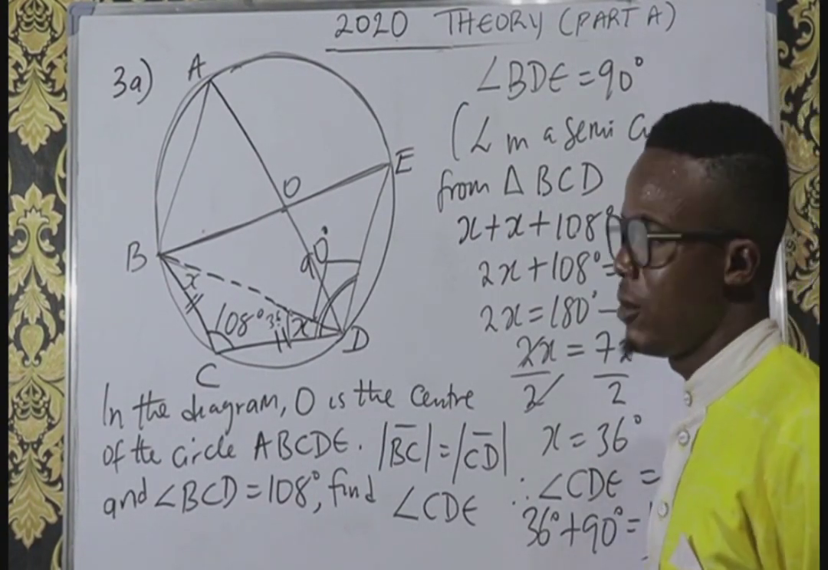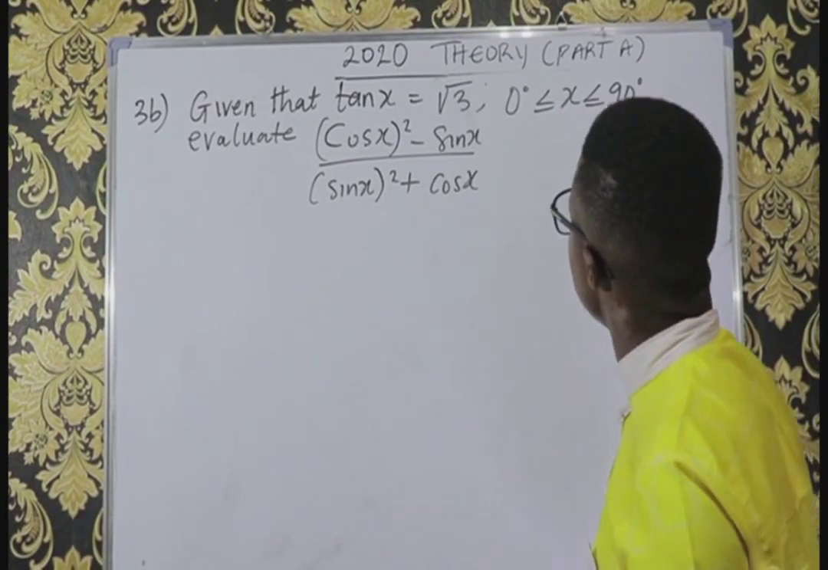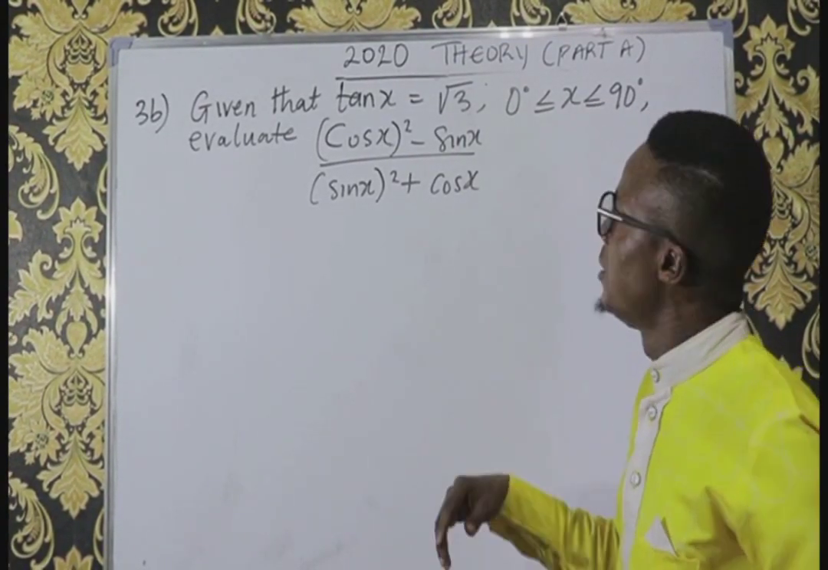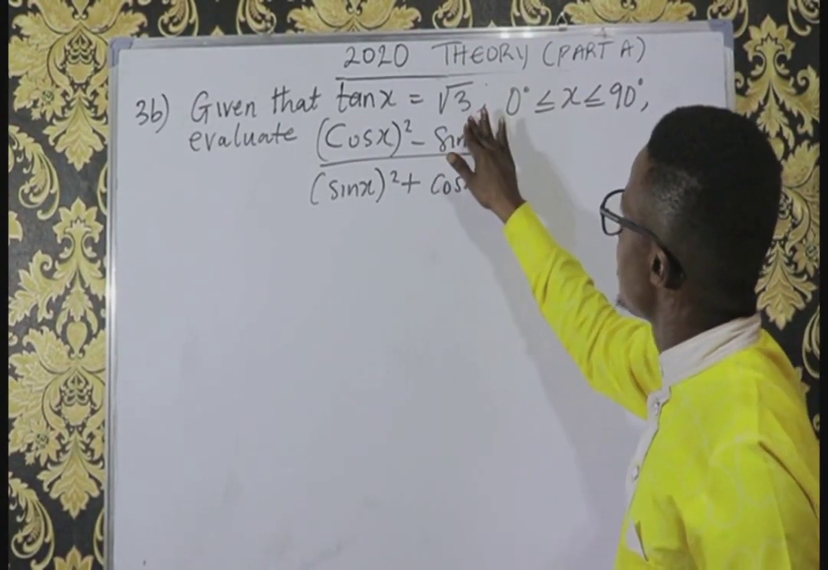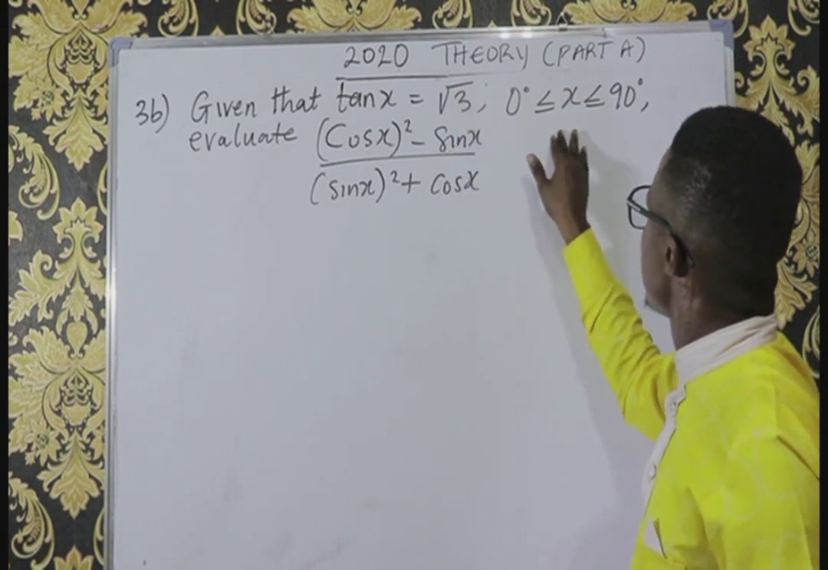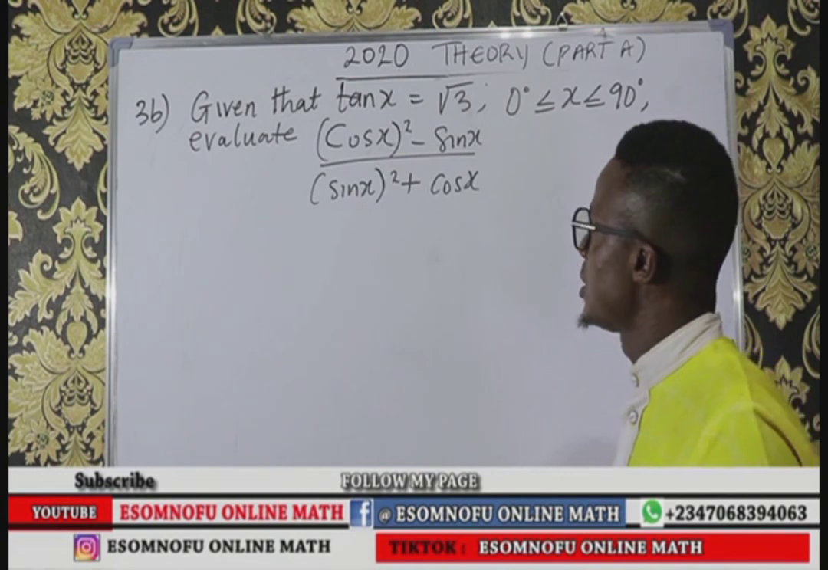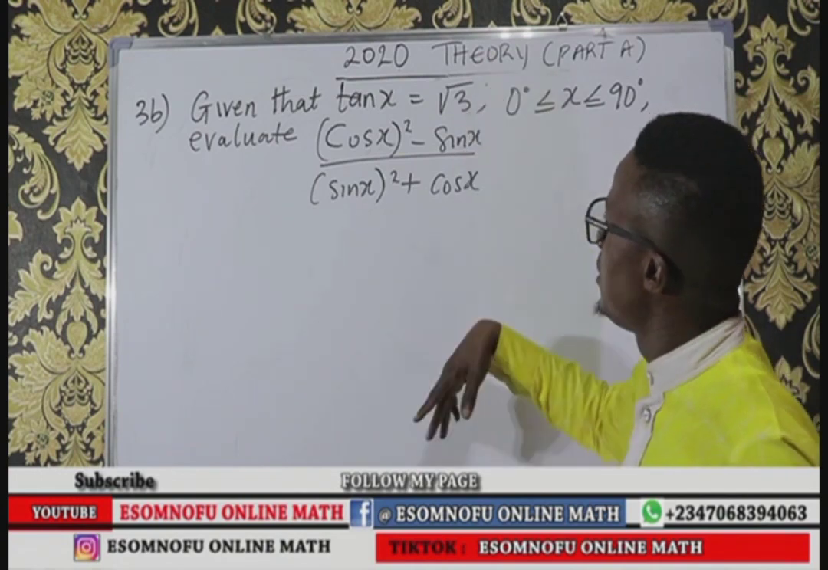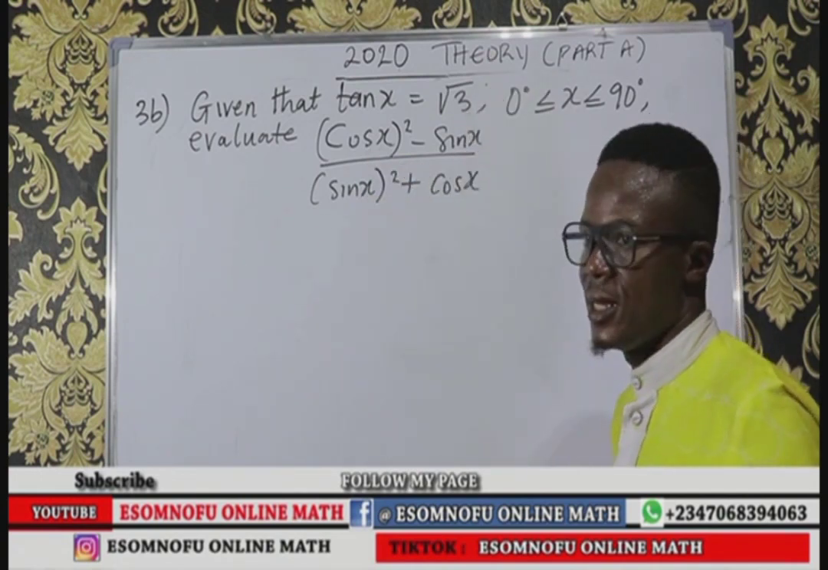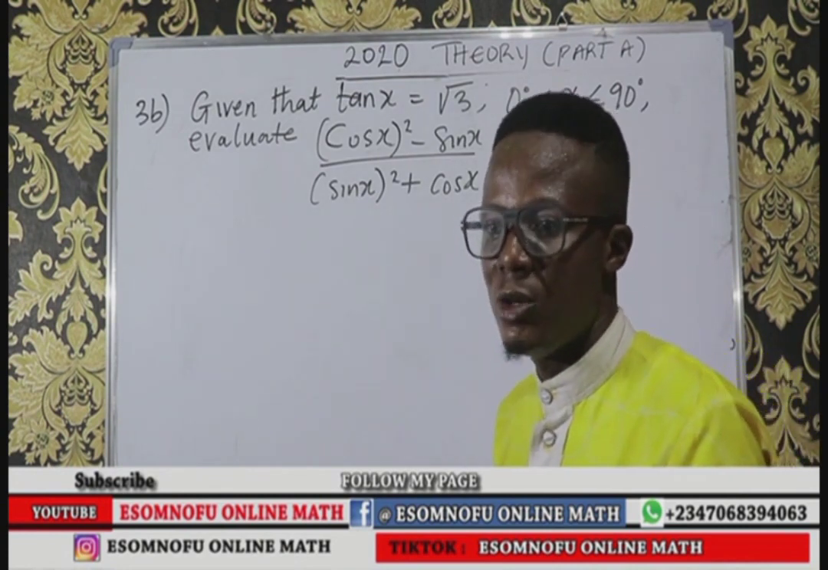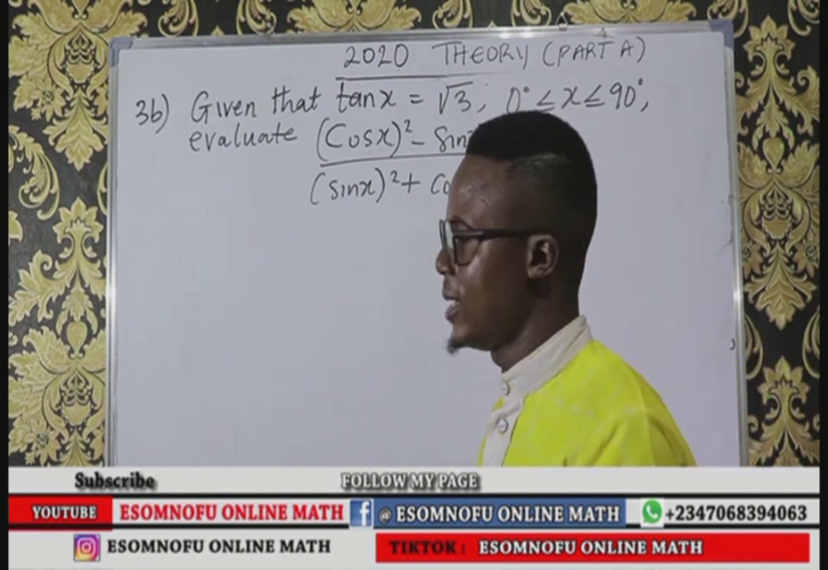So let's take another question. In question 3B of 2020 theory part A, we are told that tan X is root 3 and the angle X lies between 0 and 90 degrees. We are asked to evaluate this. We only know the value for tan, but we don't know the value for cosine and sine. Therefore, we need to work out the values of cosine and sine.